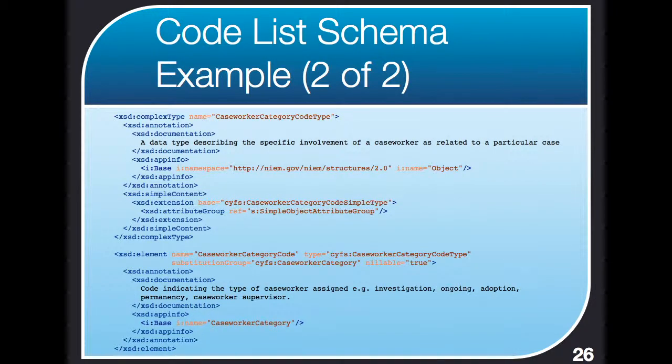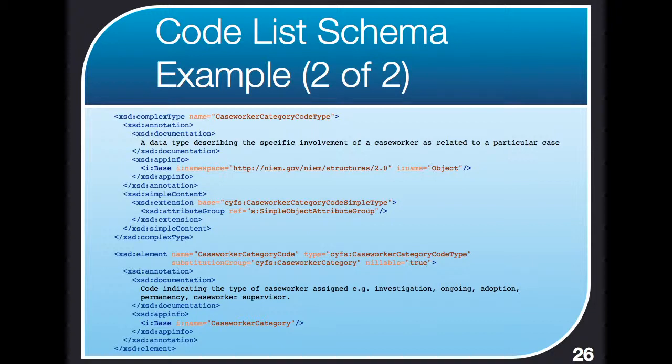So here's the second part of making a code list. Now, in the previous slide, we saw that we made this simple type that contains the actual codes of the code table, the actual values against which you would match whatever information you're getting to see if it's in the code table. Now we need to turn it into something we can use in the NIEM. So the first step is to wrap it up in a complex type. Here, that complex type is called caseworker category code type. It's basically the same name, only without the word simple in there.